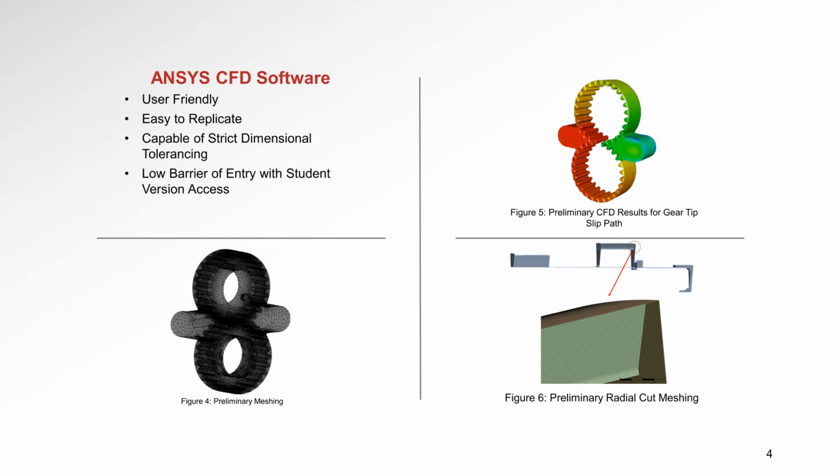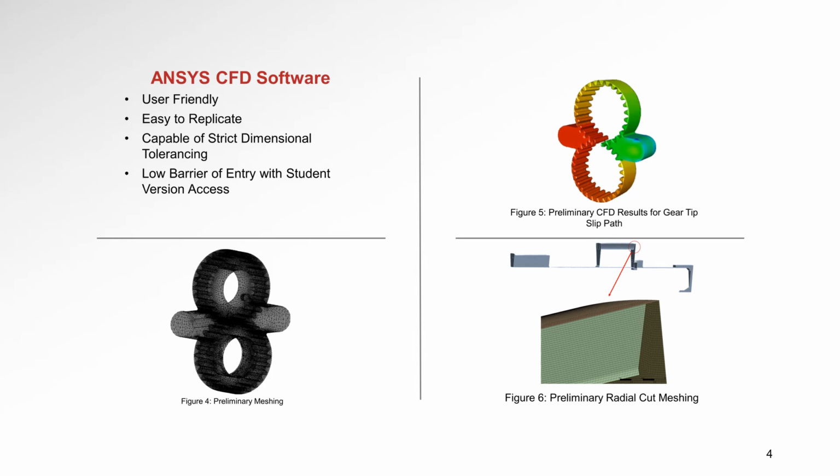ANSYS CFD software was our chosen software based on the following criteria. It's user-friendly, easy to follow and replicate steps. It's capable of the strict dimensional tolerancing that we need, and it has a low barrier of entry with a student version. Figure 4 details an example of some preliminary meshing that we've done on the gear pump.